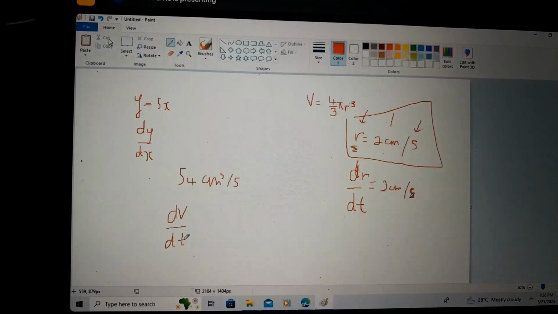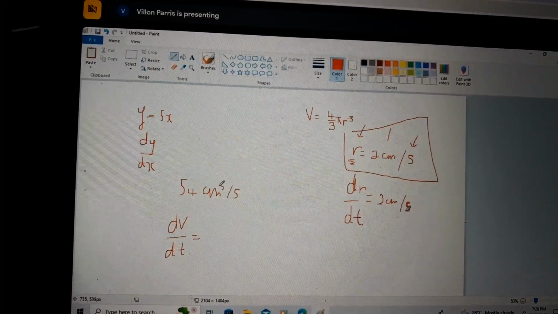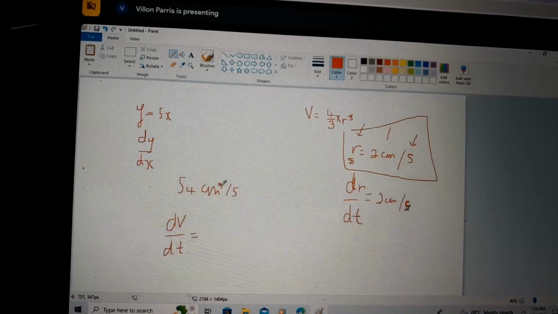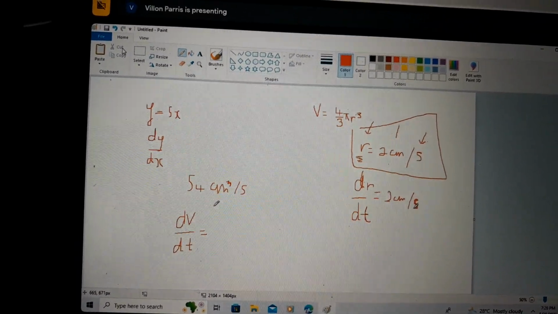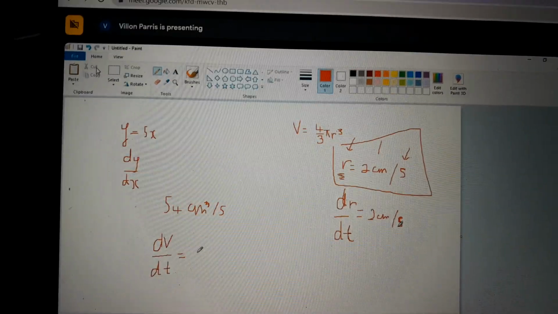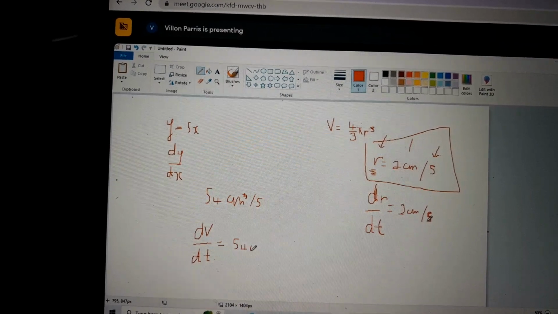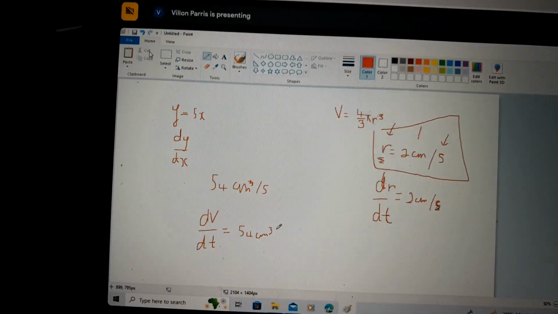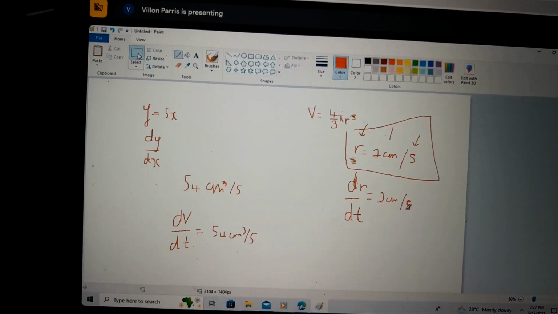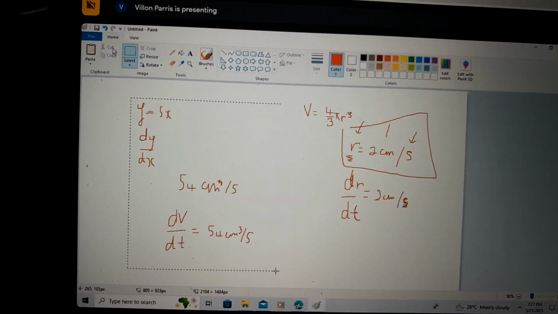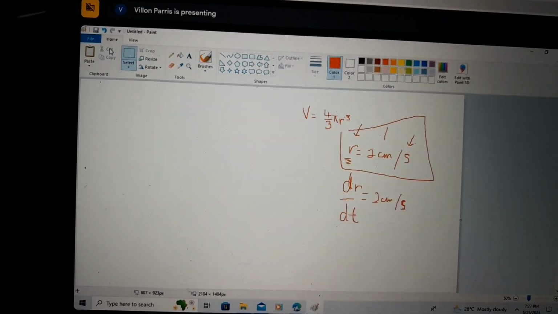I'm just showing you how we get our formula. If it's cm cube, we know it's talking about volume. So my change in volume with respect to time would be 54 cm cube per second. Right? So that was a good effort. Let me give one more, but I want someone else to give it a try.